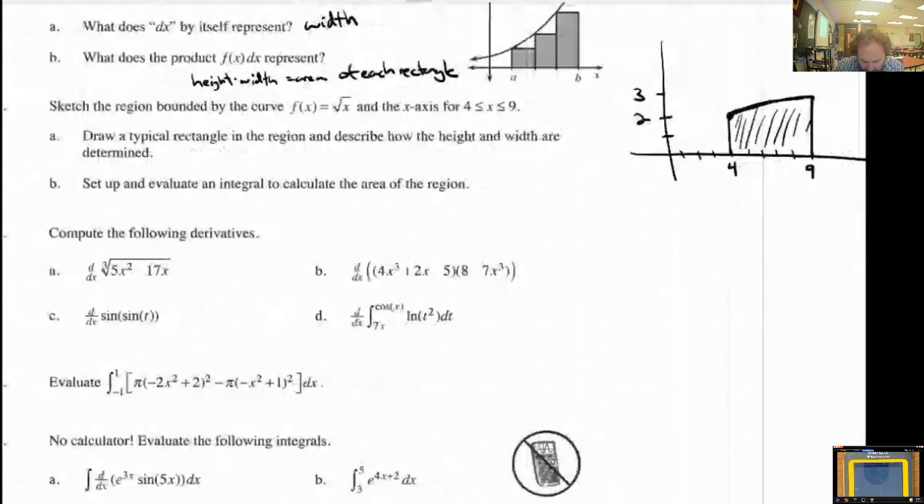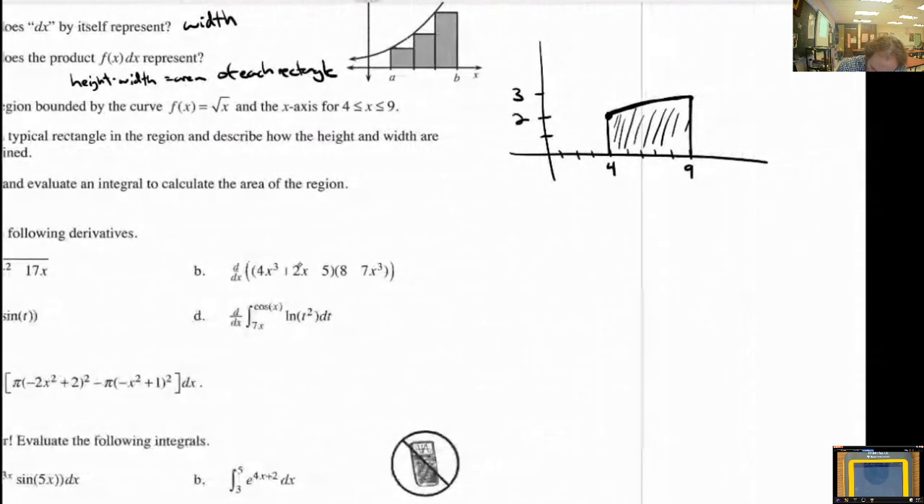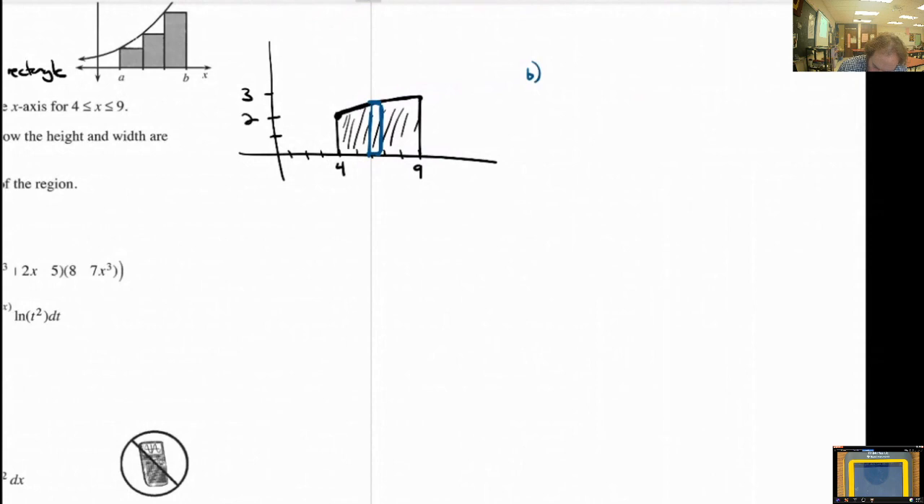Draw a typical rectangle in the region and describe how the height and width are determined. So a typical rectangle would look like this. You just kind of put one rectangle in the middle and then kind of pull it off to the side and think about it. This is for part B. So the width and length of that rectangle. The width we're just going to call dx, since we always call it that. And the height of it, honestly, is just found by doing whatever f of x is, which in this case is the square root of x. The height of that rectangle is just the square root of whatever number that we're at is.